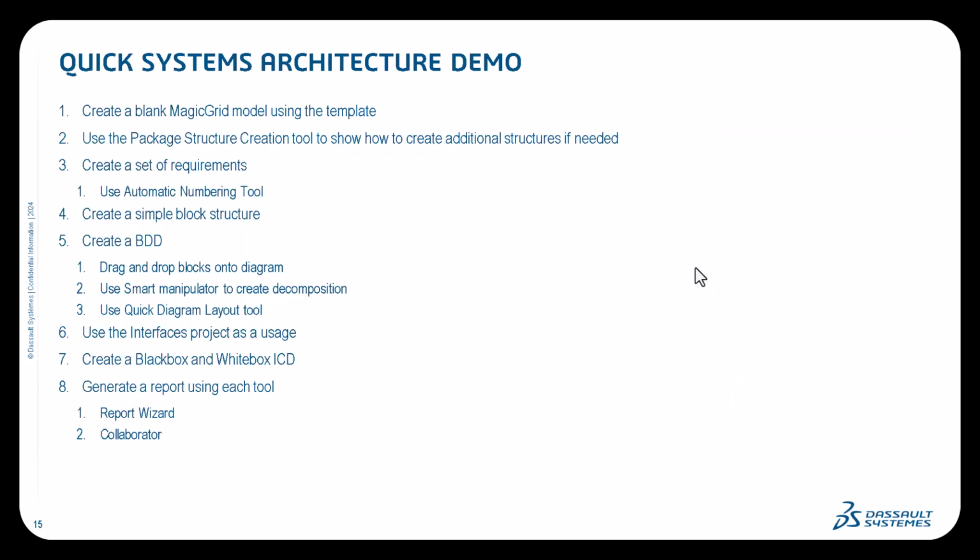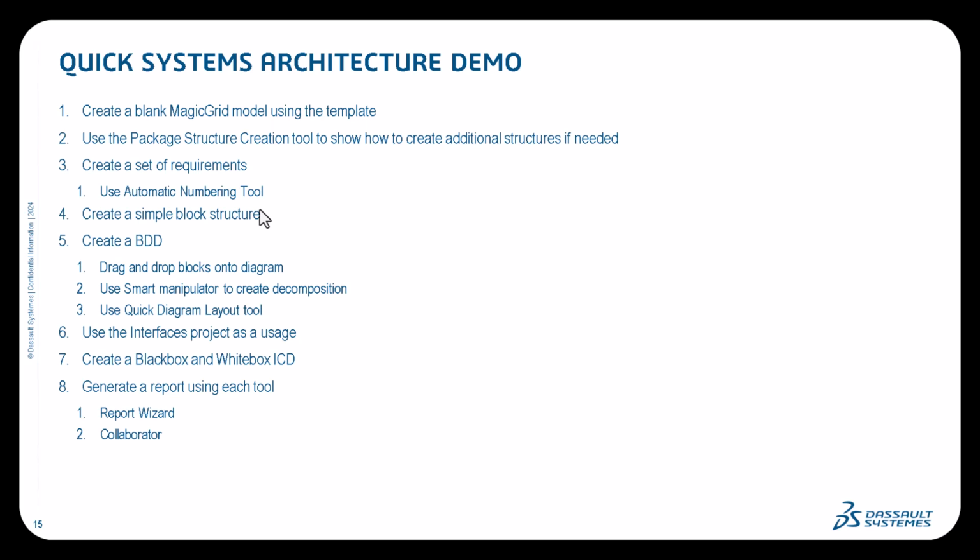So now we're going to build a model using Magic Grid, just so that you can see the built-in customizations. We're going to create a blank model. We're going to use what's called the package structure creation tool. And then we're going to create a set of requirements. I'm going to actually import these, and then I'm going to show off the automatic numbering feature.